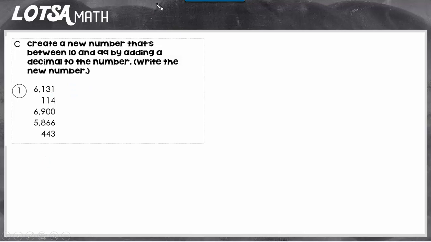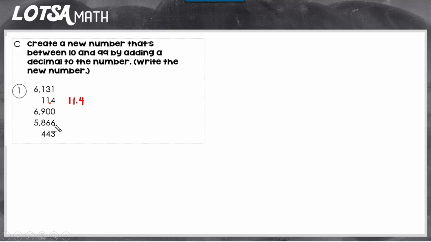So let's try the second one, 114. If I put it there, I'm going to end up with 11 and 4/10. Is that between 10 and 99? Yes. So my answer would be 11 and 4/10.